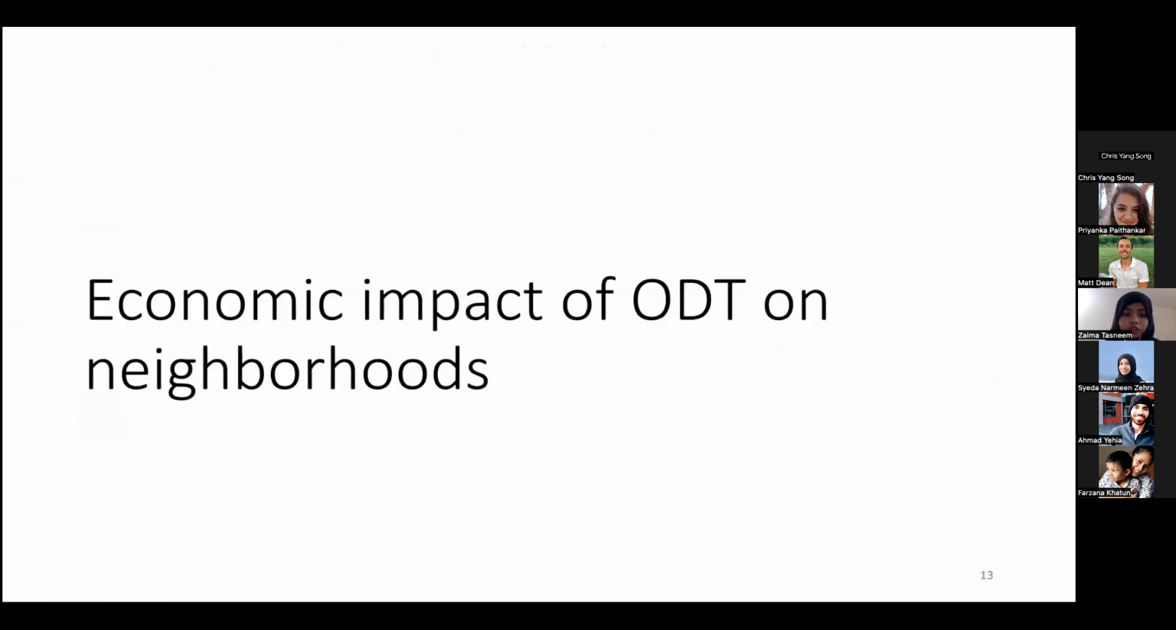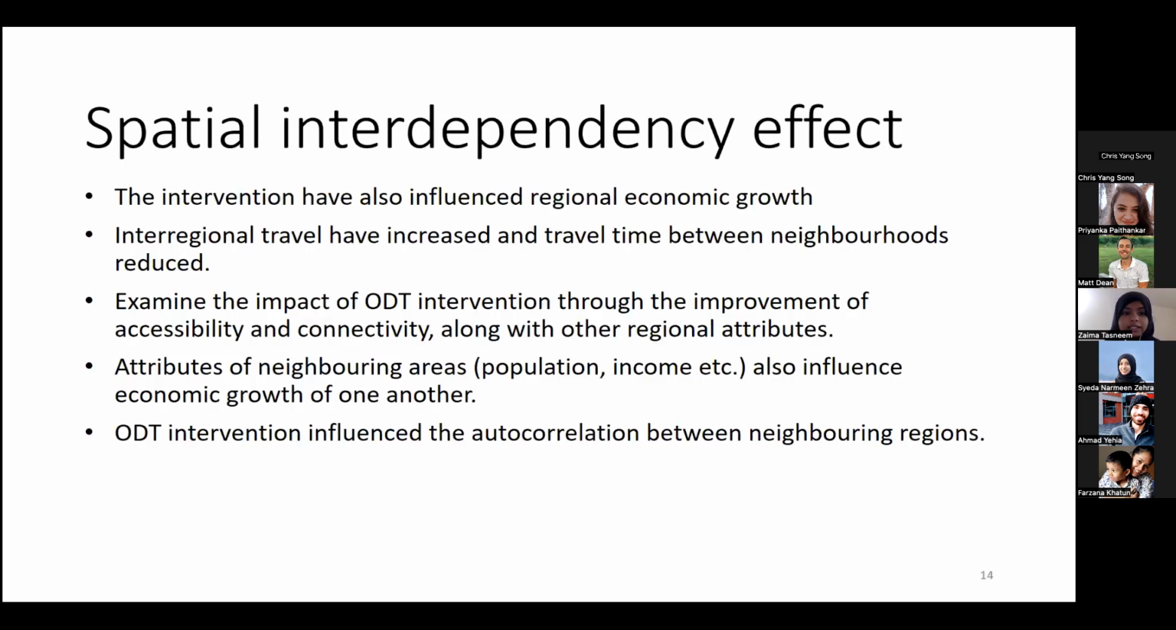Now, once we have looked into the trend in ridership, we are going to look into the economic impacts of on-demand service on different neighborhoods. This is because, as we have just seen, the ridership is increasing because of ODT. This means that inter-regional travel, or travel between different areas, has also increased. And we have also seen that the travel time between two neighborhoods has gone down. So this is going to influence the economic growth of a certain area as well.